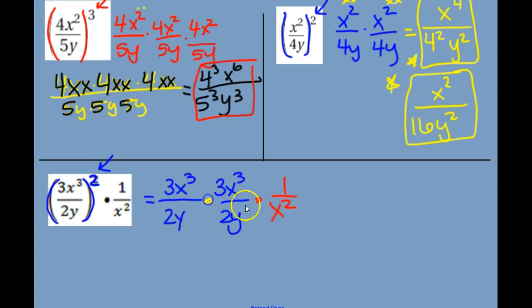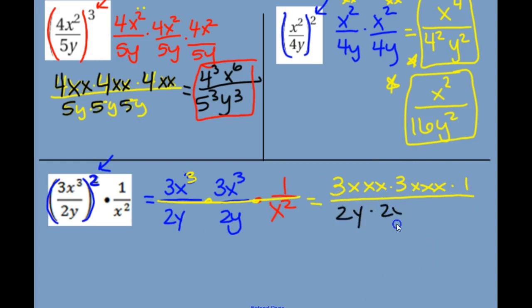So since this is all multiplication, this is really one big multiplication and division problem. So I'm going to write this out. If you don't want to write it out like this, that's okay. We have 3 and x 3 times, because there's a x to the power of 3. Then a 3 and x 3 times, and then times 1. On the bottom I have 2y, and x 2 times.